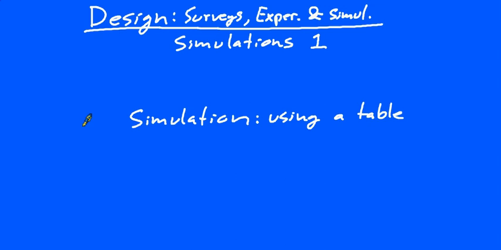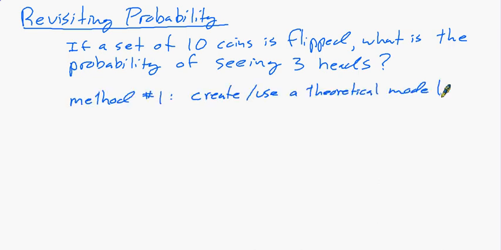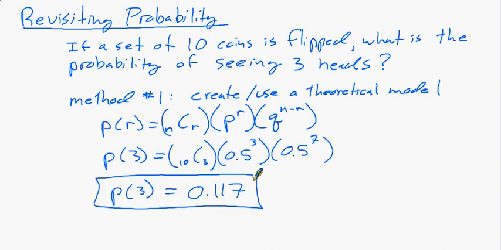What we're going to be doing is revisiting probability a little bit. So here's a classic probability question. If a set of 10 coins is flipped, what is the probability of seeing 3 heads? So far, we have actually 2 methods of approaching this question. Method 1 is to create or use, if you already have it, a theoretical model, which we did for this. This is the binomial equation. And you can plug in the numbers and get your answer. And the probability of seeing 3 heads out of 10 coins is about 11.7%.